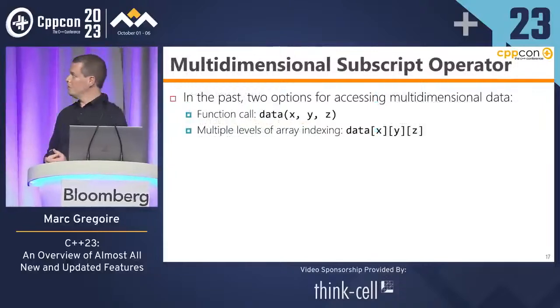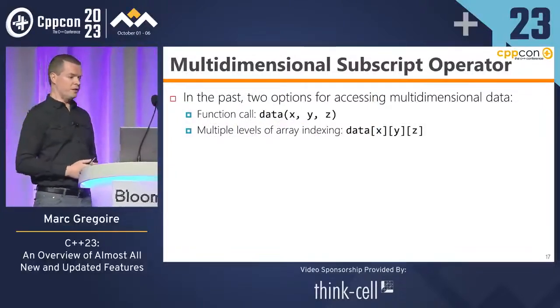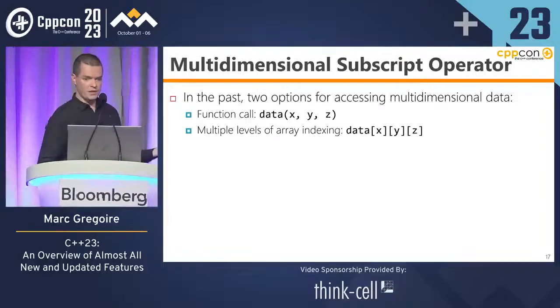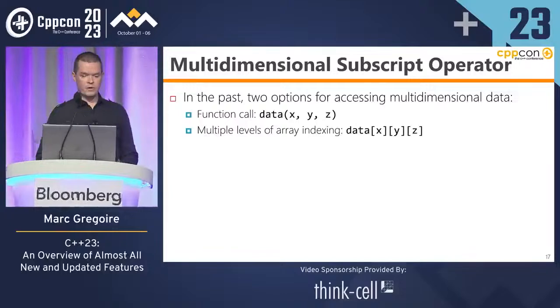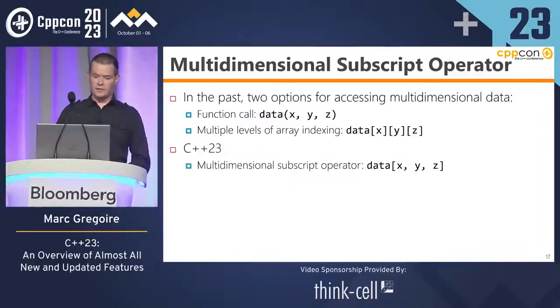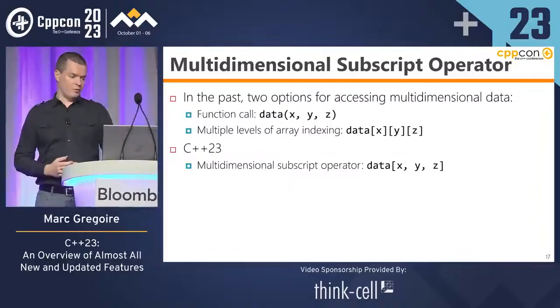This is also a nice one, the multi-dimensional subscript operator. In the past, if you had multi-dimensional data, you had two options. You can either use the function call syntax to access an element of your data, or you can use multi-level indexing. Now in C++23, you can have proper multi-dimensional subscript operators.